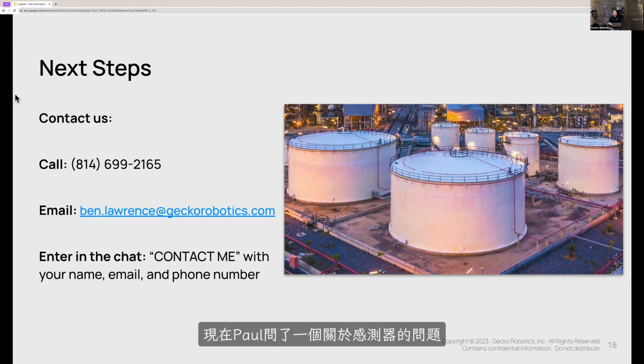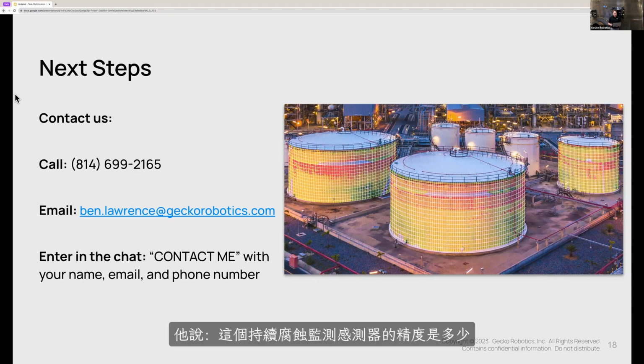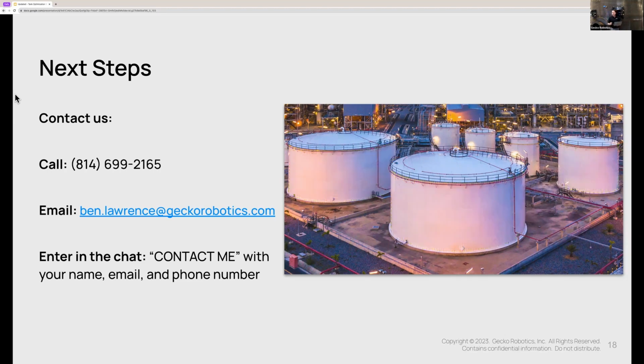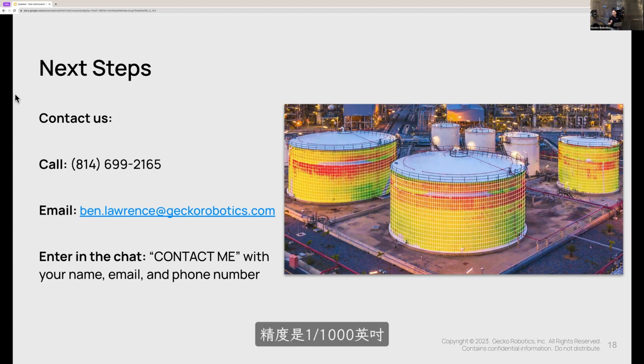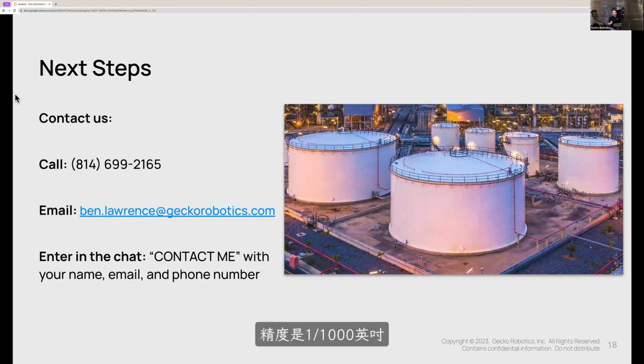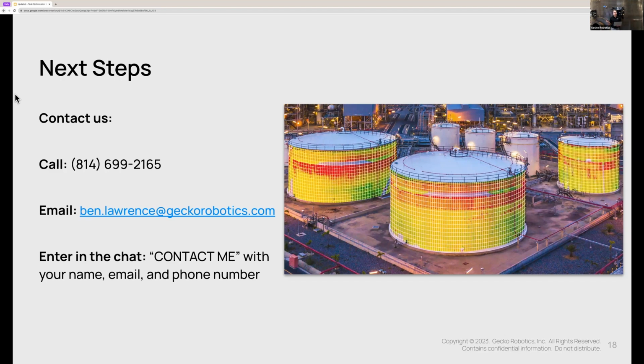All right, Paul asks a question. Now this is back to the sensors. He says, what is the accuracy of the continuous corrosion monitoring sensor? The accuracy is 1/1000th of an inch, or 1 mil, if you want to think of it that way.